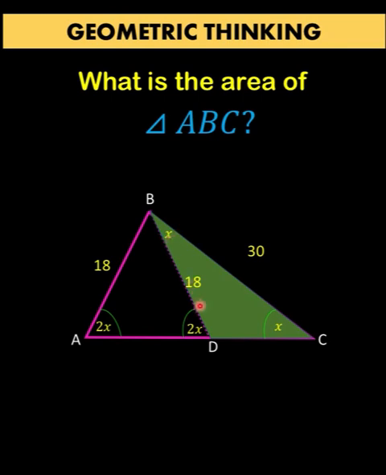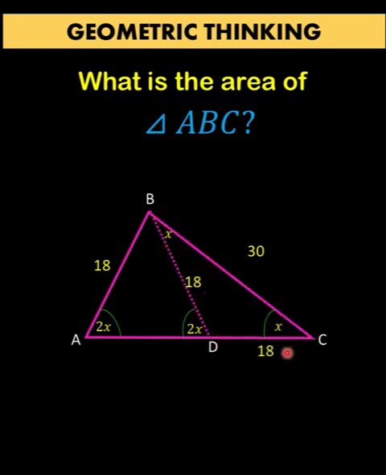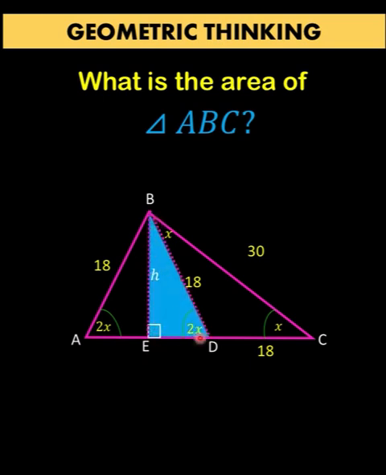This means that the green triangle is an isosceles triangle also, and so if the measure of side BD is 18, then the measure of side DC must also be 18 units. Next, let's construct this altitude that is perpendicular to the opposite side, and let's call this point as point E, and let's call the length of segment BE to be h. Then, let's consider this right triangle.